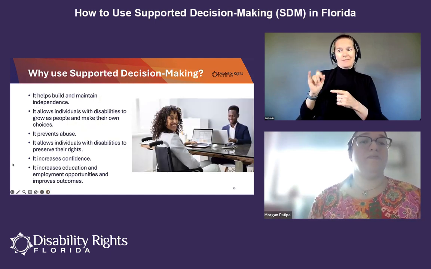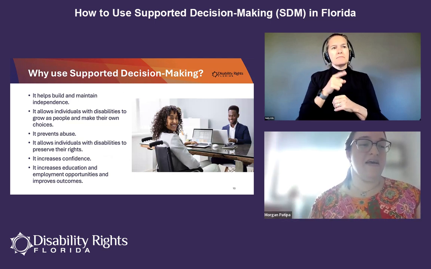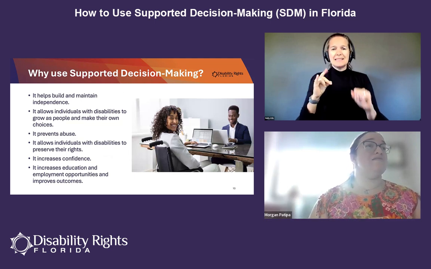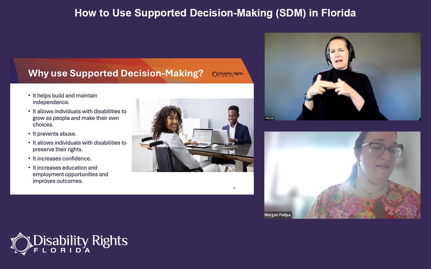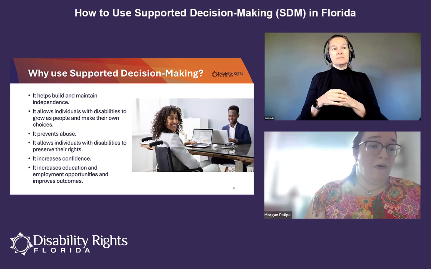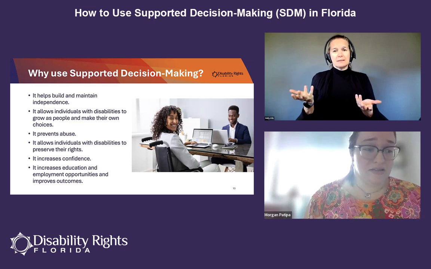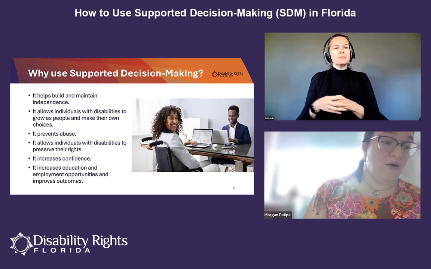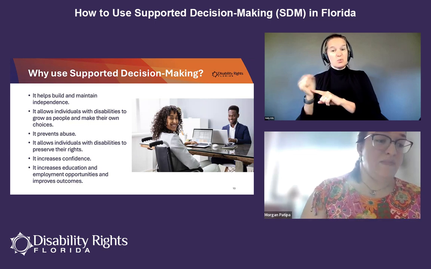So why do we use supported decision making, right? It helps build and maintain independence. I alluded to this on the last slide, but it really does. It allows the individual the ability to make decisions and to participate in the decision-making process. And it allows individuals with disabilities to grow as people and make their own choices, right? Maybe with a little bit of support, but still they're making their own choices at the end of the day. It prevents abuse, right? Often in guardianship cases, sometimes we see abuse. And so SDM prevents this abuse from occurring.